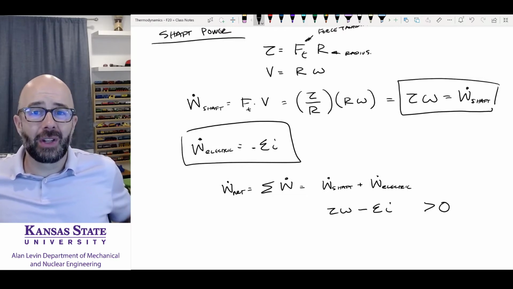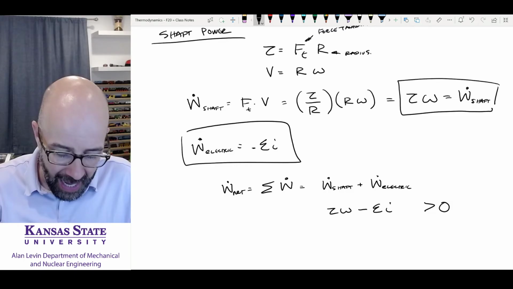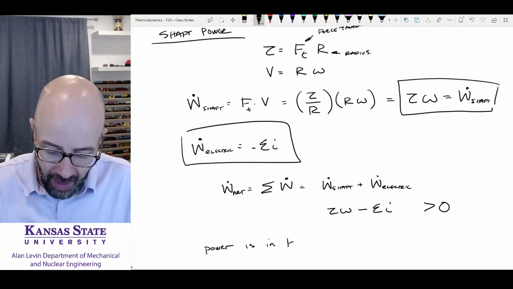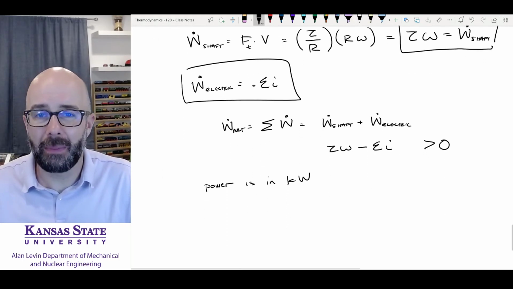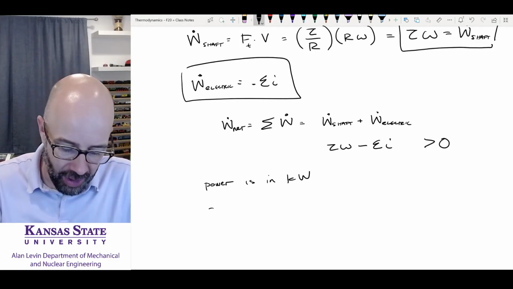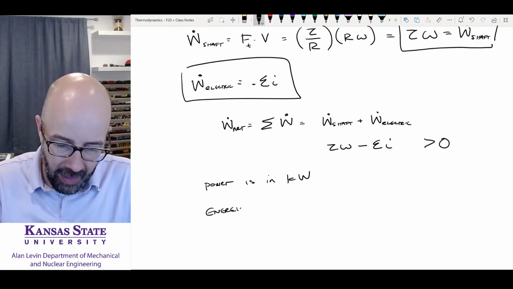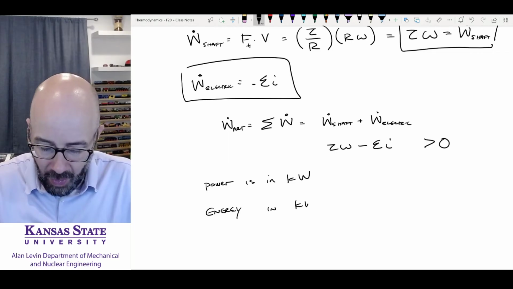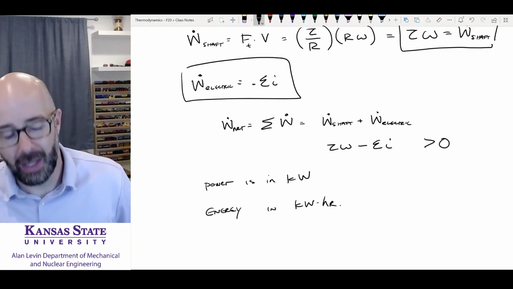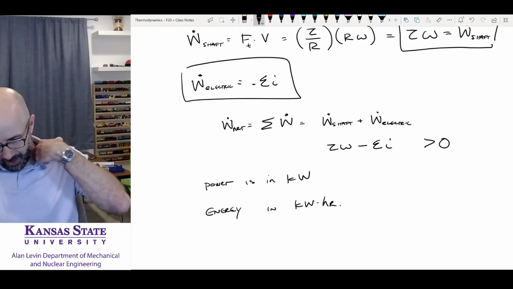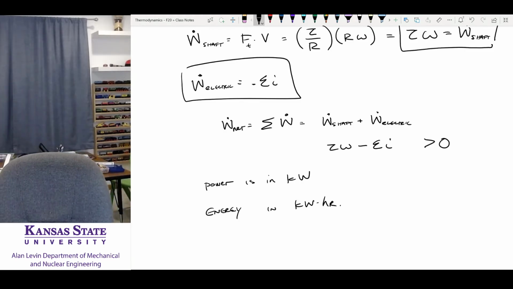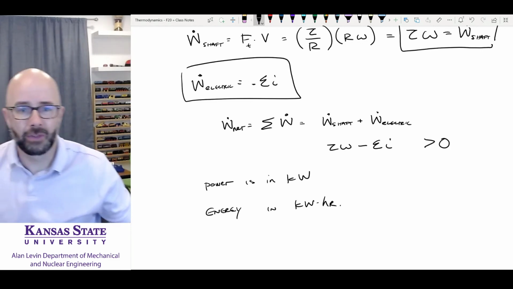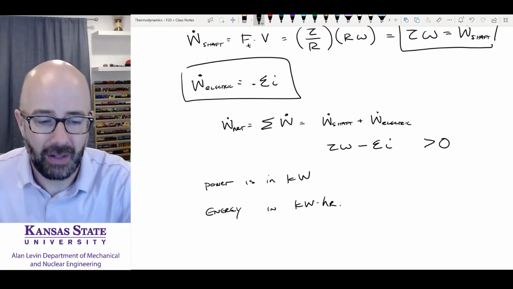So for electric motors here, your power is in kilowatts. Okay, power is in kilowatts. But when we talk about electricity, we're talking about energy. Energy is in kilowatt hours. Okay, kilowatt hours is what we're going to be dealing with there. So let's talk about kilowatt hours just a second.